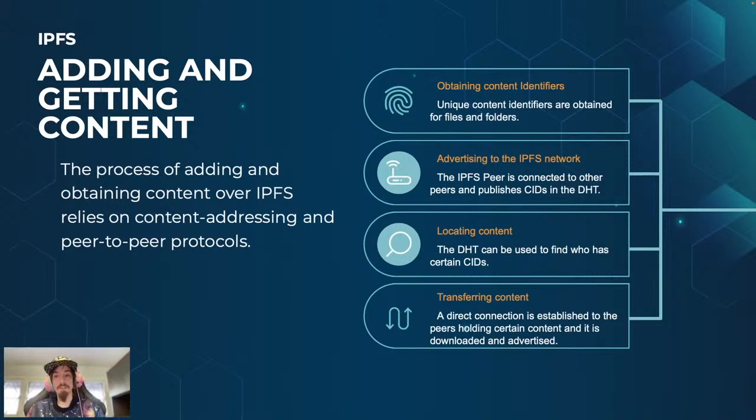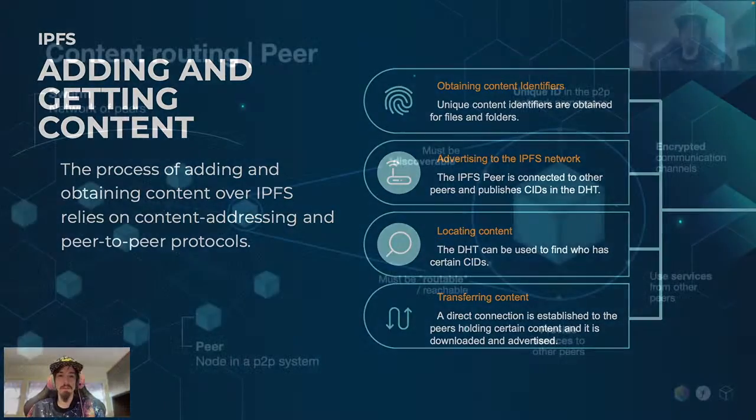So, the first step when adding content to the IPFS network is to obtain the content identifiers for that content. This can happen online or offline at any moment. Once we have those CIDs, the next step is to announce them to the IPFS network so that they can be retrieved by other IPFS peers. But what is a peer? And what does it do?